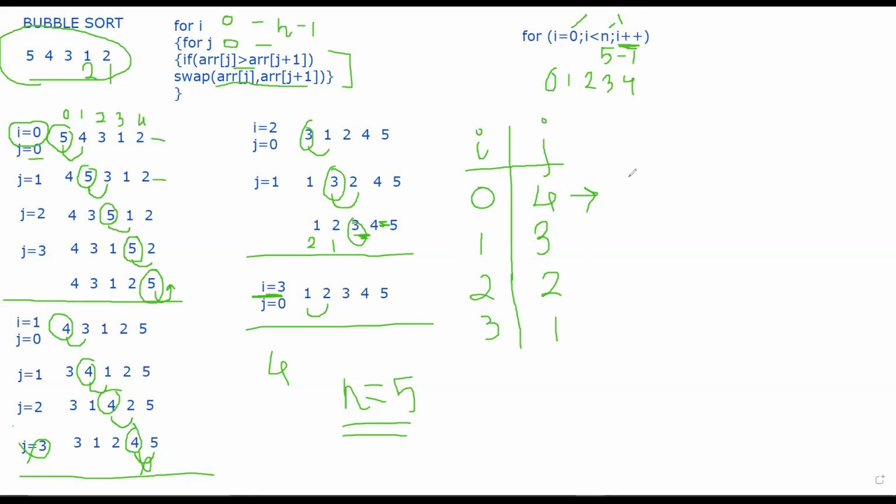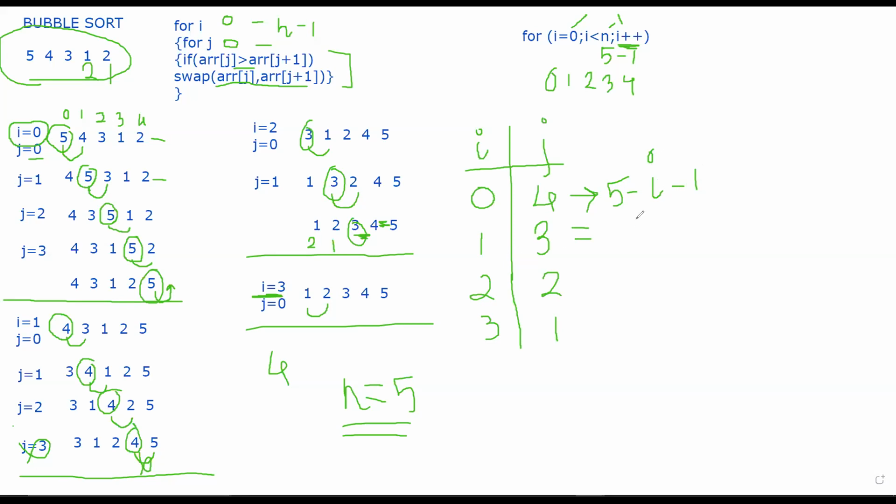This 4 can be written like this: 5 minus the ith value. I'll write over here 5 minus i, minus 1. So when i is 0, 5 minus 0 is 5 only, minus 1 is 4. So I'm getting 4 over here.